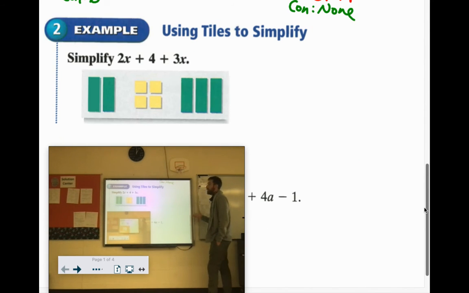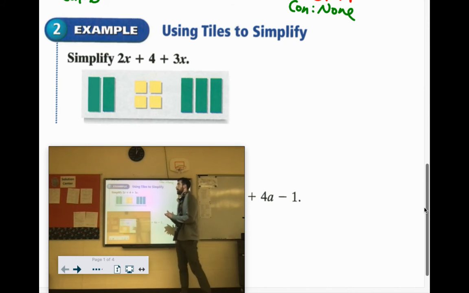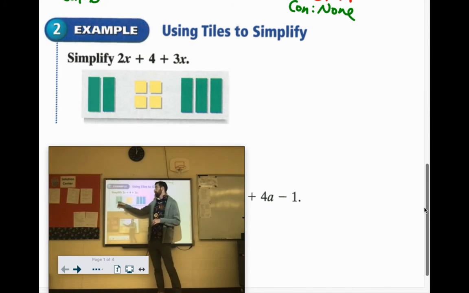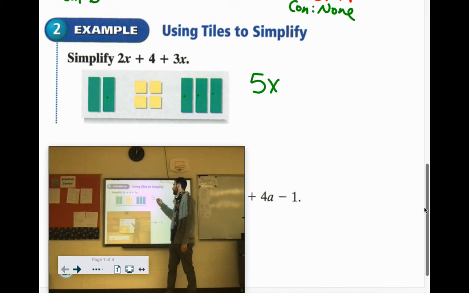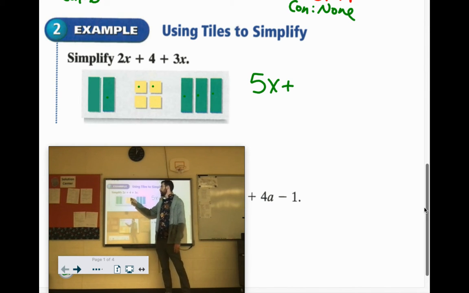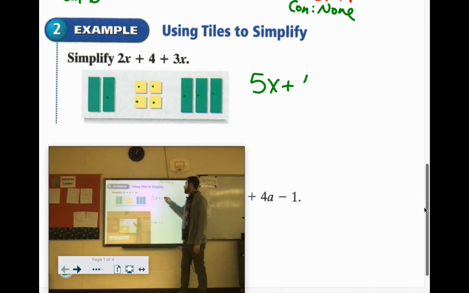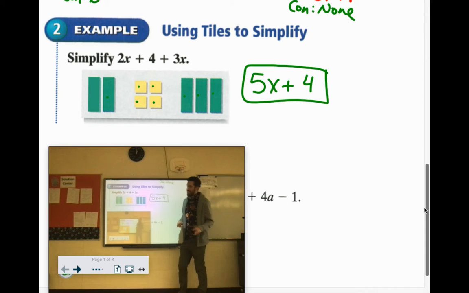Now you can use tiles to simplify if that helps you. If you look, 2x is represented by 2 bars. We have regular 4, it's just 4 little squares, and then 3x would be 3 bars. So then if you look, how many green bars do you see? Well, 1, 2, 3, 4, 5. So we'd say 5x plus, how many yellow squares do you see? 1, 2, 3, 4.